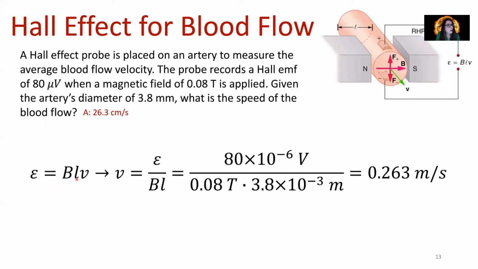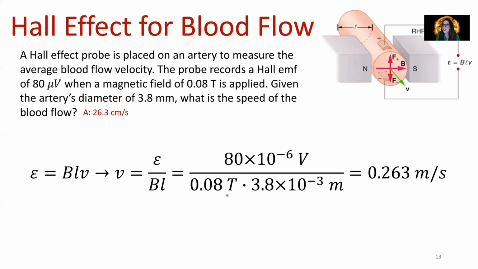So if we solve this equation for v, the speed of our blood through the artery, v is equal to the Hall EMF divided by the magnetic field times the width of the artery. So our EMF here was given to be 80 microvolts. So that's 80 times 10 to the minus 6 volts. And we divide it by the magnetic field, 0.08 Tesla, times the diameter here of our artery, 3.8 millimeters. So that's 3.8 times 10 to the minus 3 meters.